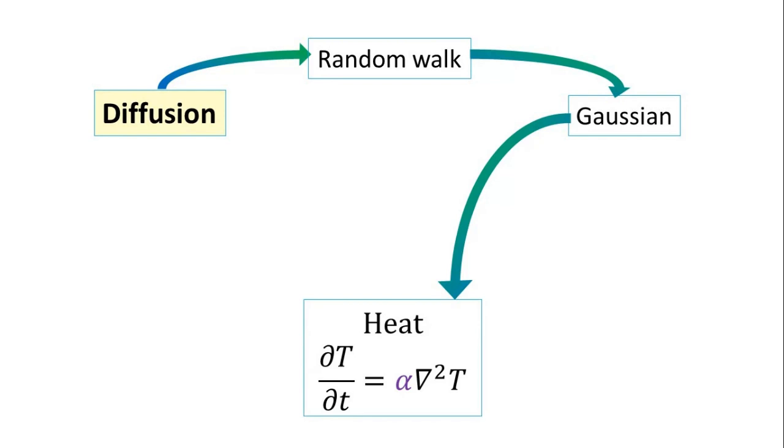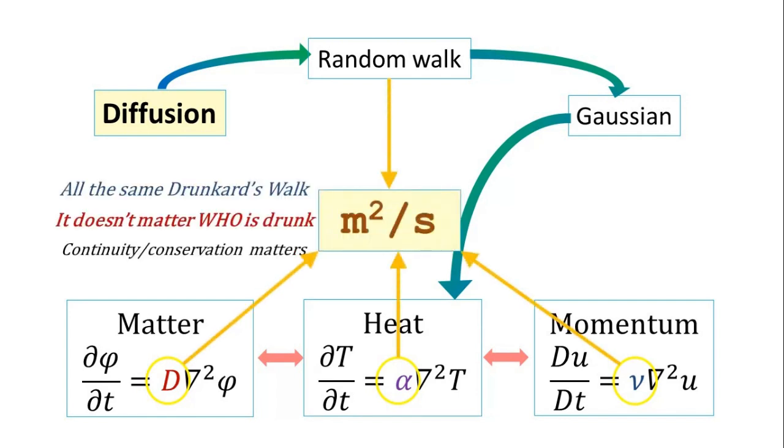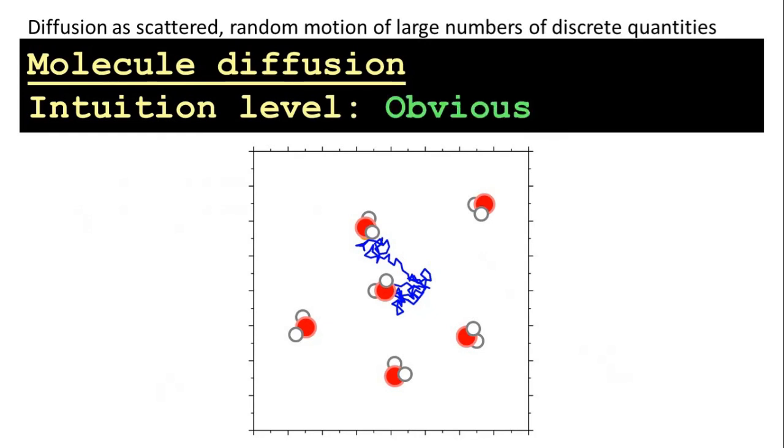And don't let the name fool you. This partial differential equation applies to multiple forms of diffusion, not just heat. All of these different types of diffusion are characterized by their own diffusivity parameter. But all of these parameters have the same units because they're all modeled as random walks. And the random walk model doesn't care who's doing the walking, so long as they maintain continuity. The random walk model highlights what diffusion processes are actually based on at the microscopic level: random scattered motion of large numbers of discrete quantities.